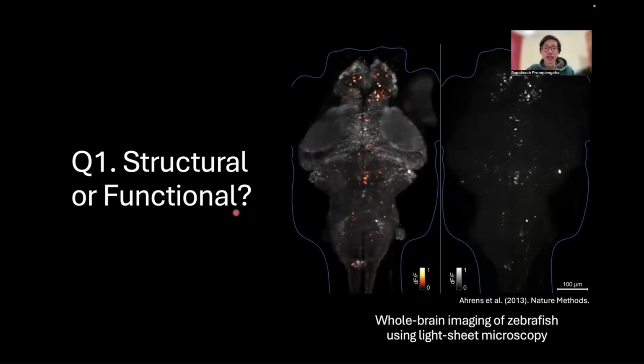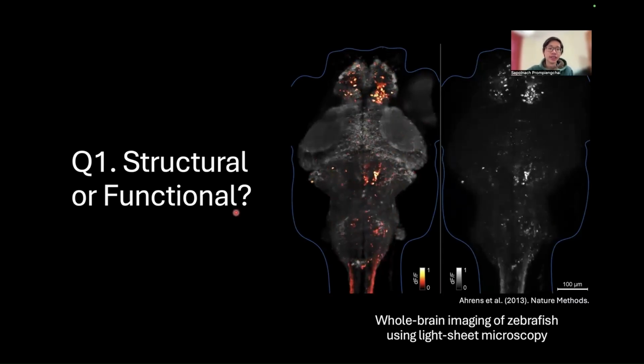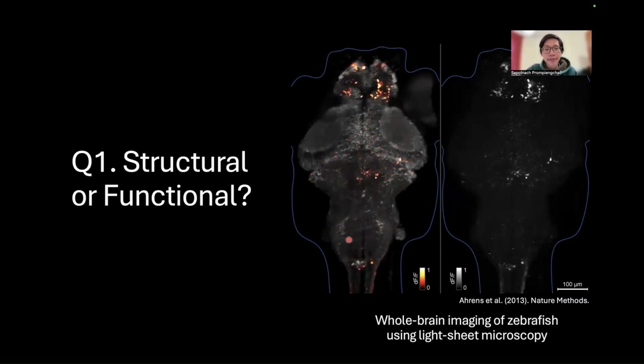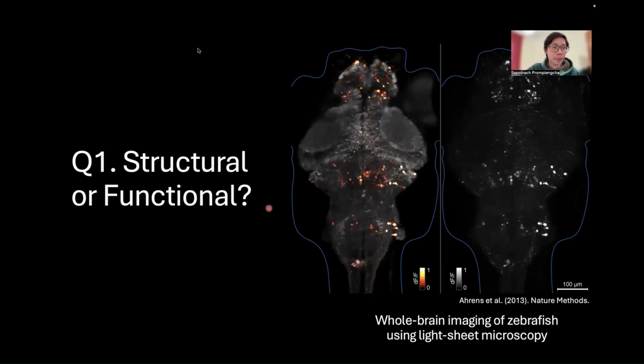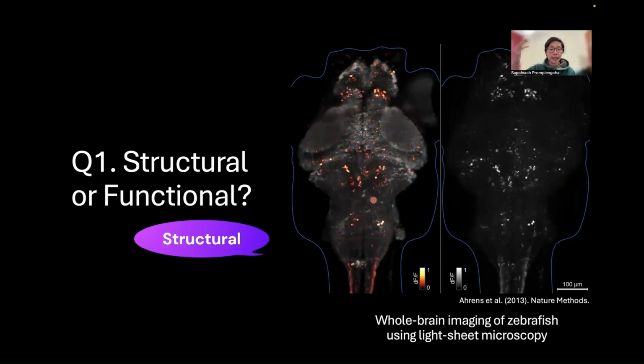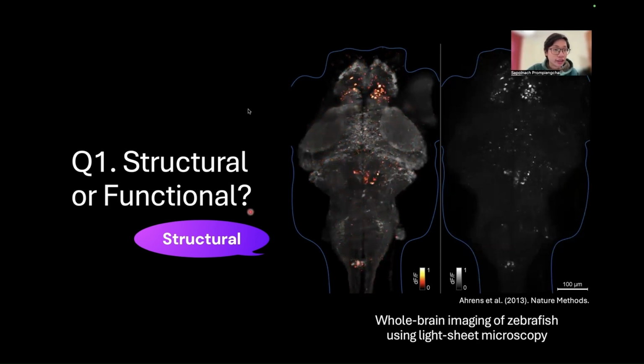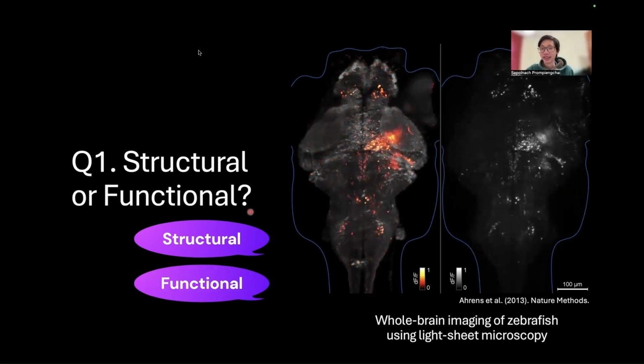Do you think this is structural or functional? Feel free to type in the chat, but I want to explain this beautiful image. This is a brain recording of a zebrafish. Someone said this is structural. Okay, keep typing in the chat. What do you think? Is this structural or functional? Okay, and someone said functional.